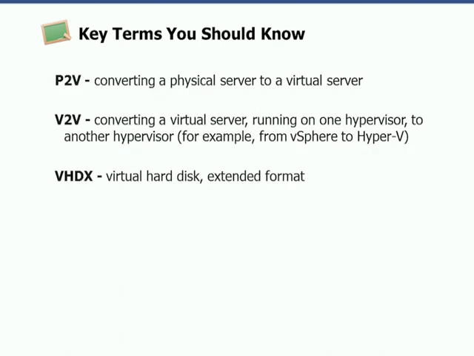A P2V conversion is a physical to virtual conversion, which is really just the process of converting a physical server into a virtual server or a virtual machine running underneath your hypervisor. A V2V is a virtual to virtual conversion, which is just converting a server that's already been virtualized and is running on one hypervisor, such as VMware vSphere, and you're converting it into, in this case, Microsoft Hyper-V. And finally, the new virtual disk format in Windows Server 2012 Hyper-V is the VHDX file, or Virtual Hard Disk Extended. This is the very large file that you'll see on disk that represents the virtual machine hard drive.